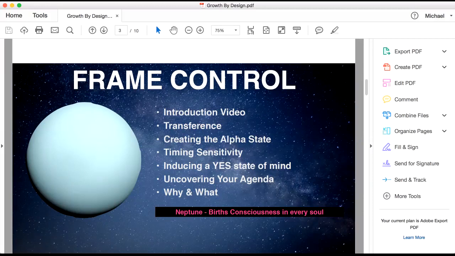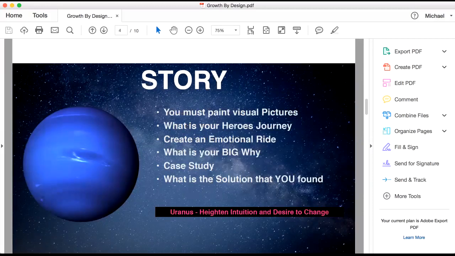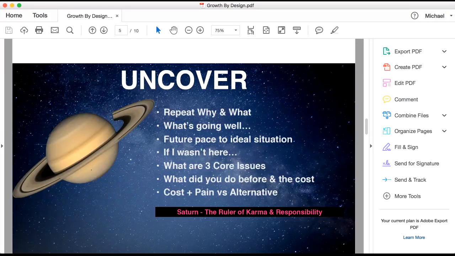Create the alpha state, in other words, take control, get some timing sensitivity into this. We're going to be here 40 minutes, inducing a yes state of mind, uncover your agenda and the why and the what. Moving into your story, your hero's journey, your big why, the solution that you've found.